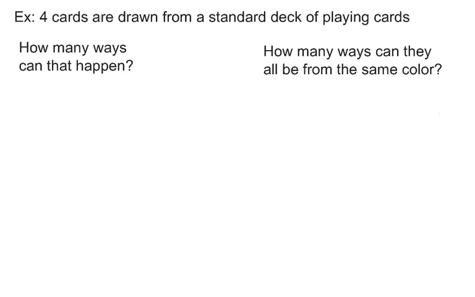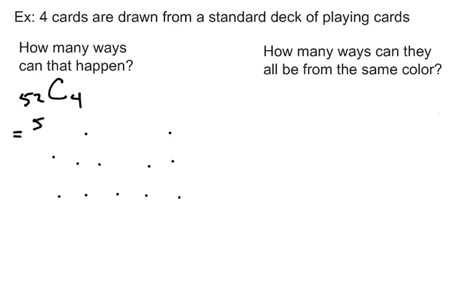So one good example where order doesn't matter is when you're talking about drawing cards. Because usually what happens, you get dealt cards and then you mix them up anyway, so the order that you dealt the cards doesn't matter. So how many ways can we get 4 cards out of a standard deck of playing cards? Well, a deck of playing cards has 52 cards in it, and we want to take 4 out.